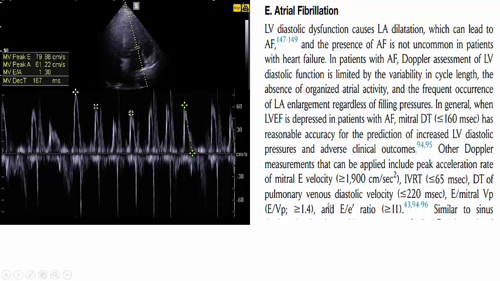You need to assess the E over E prime in a patient with AF. If it's more than or equal to 11, that means it goes with increased left atrial pressure. You need to assess isovolumic relaxation time. If it's less than or equal to 65 milliseconds, it goes with increased left atrial pressure.